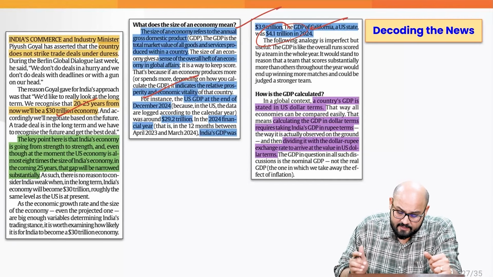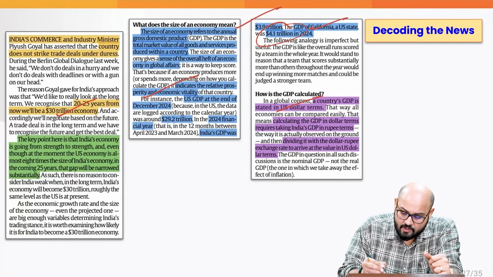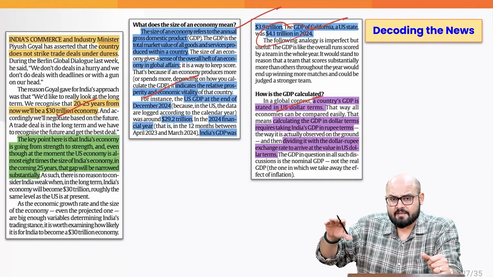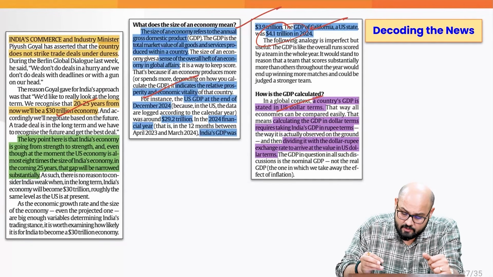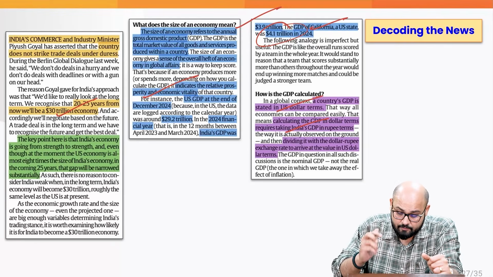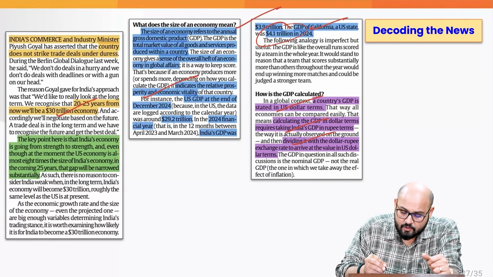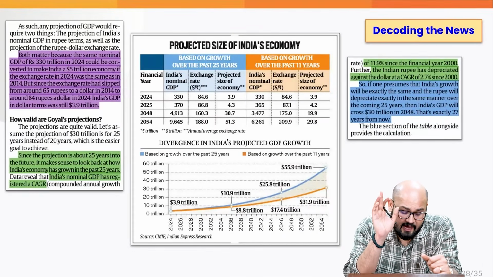How is a GDP calculated? A country's GDP is stated in US dollar terms, so that it can be compared easily with other countries. Calculating the GDP in dollar terms requires taking India's GDP in rupee terms and dividing it by the dollar-rupee exchange rate to arrive at the value in US dollar terms. And both these are important.